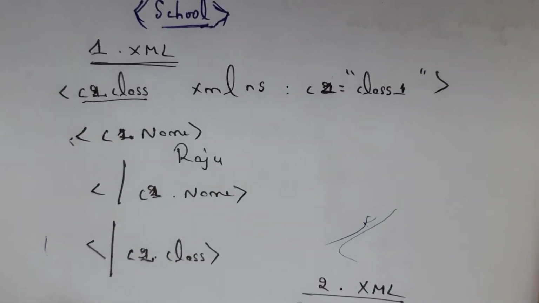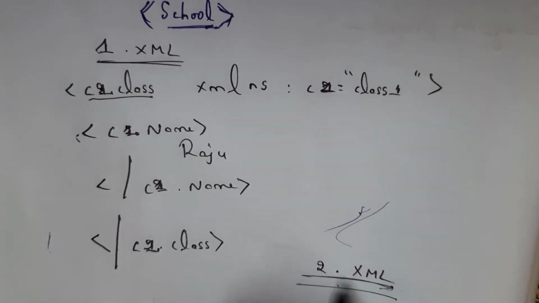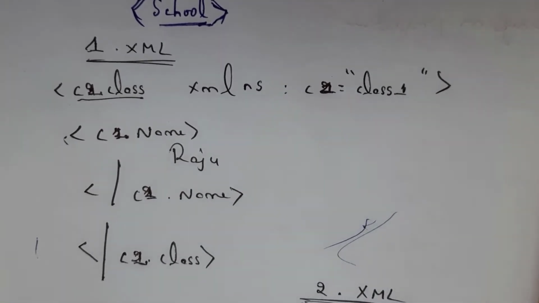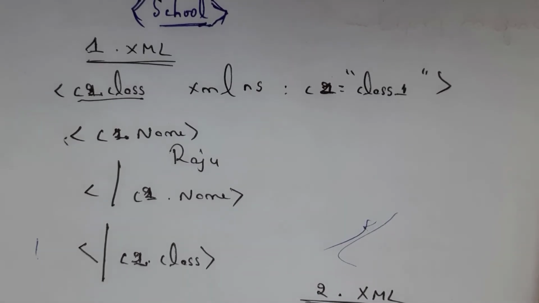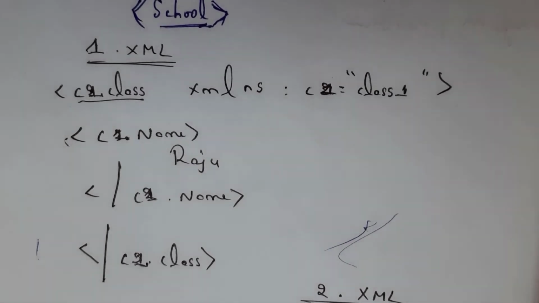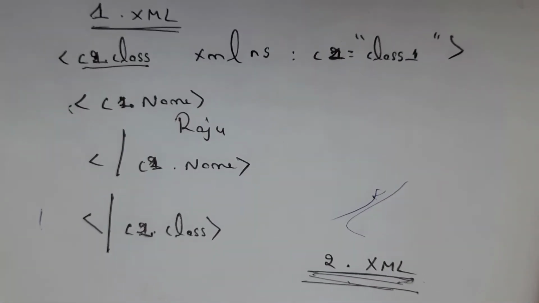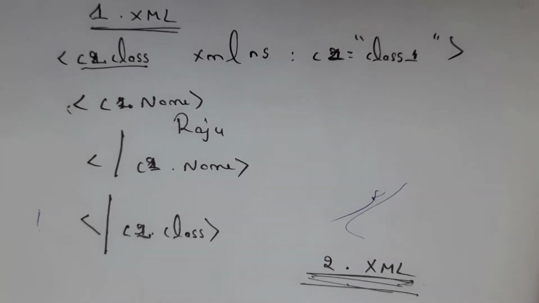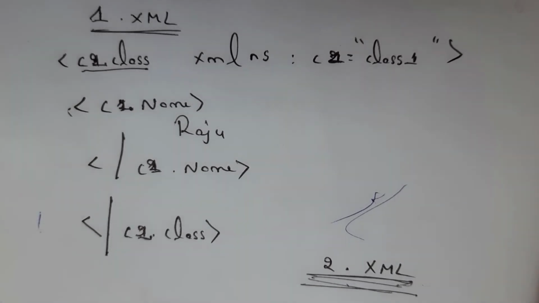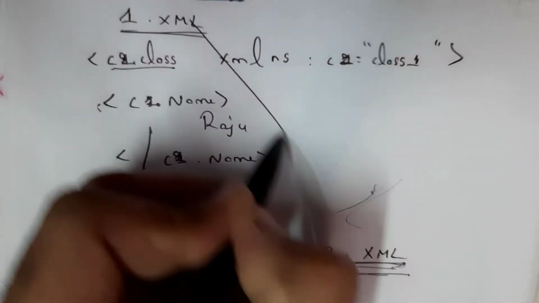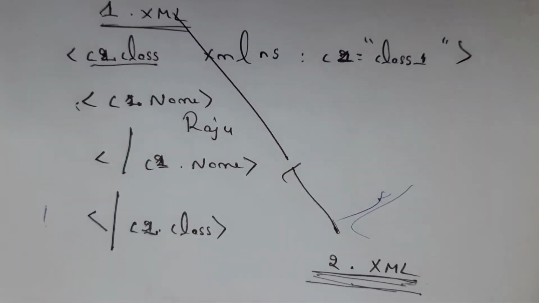This is an example of the 2.xml document. When you combine these two documents, there is no conflict, because the XML namespace removed the conflict by changing the names of elements. If you combine both documents, there is no error.